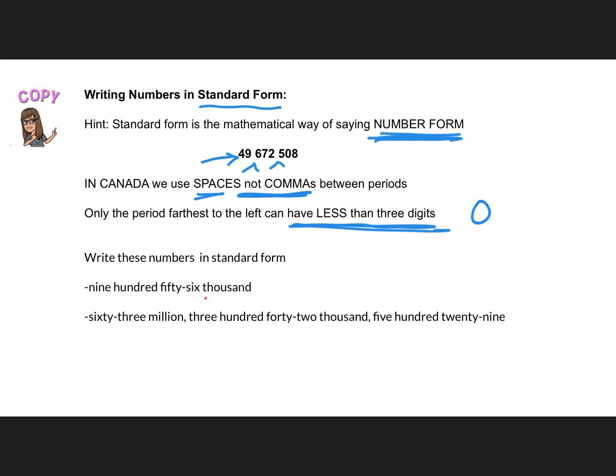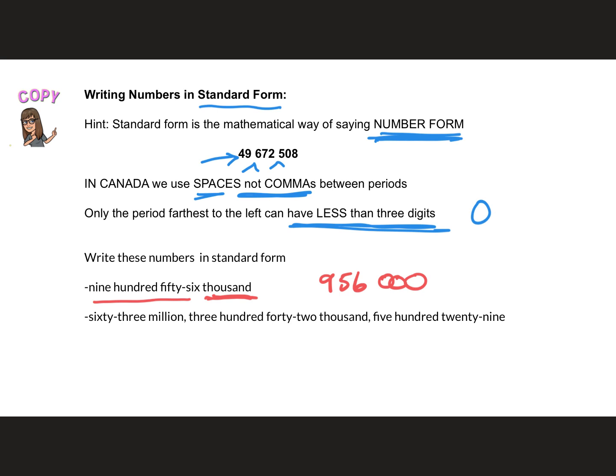956 000. So again, this word is a big clue. That tells us that set of digits is in the thousands period. So that means I'm going to have 956 in my thousands period. So to make it in my thousands period, that means I have to add 3 zeros into my units period.